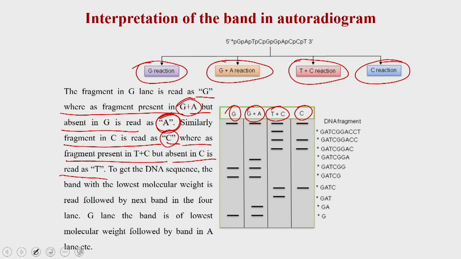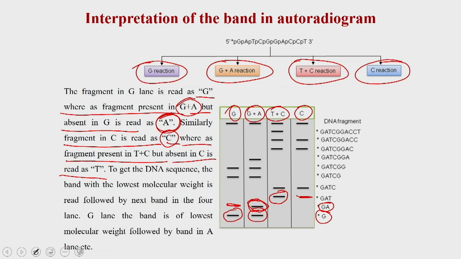Now, let us see how it is done. You have here the G, here you have G plus A, which means you have this as G. In the second one, you see that you have a band in the G plus A lane, but the band at the corresponding position in the G reaction is absent, which means this is a band for the A reaction. So, that is why it becomes A. Now, you go to the T plus C, you will see that T plus C has a band, but the corresponding band in the C reaction is absent, that is why this is going to be T. So, you write the T.